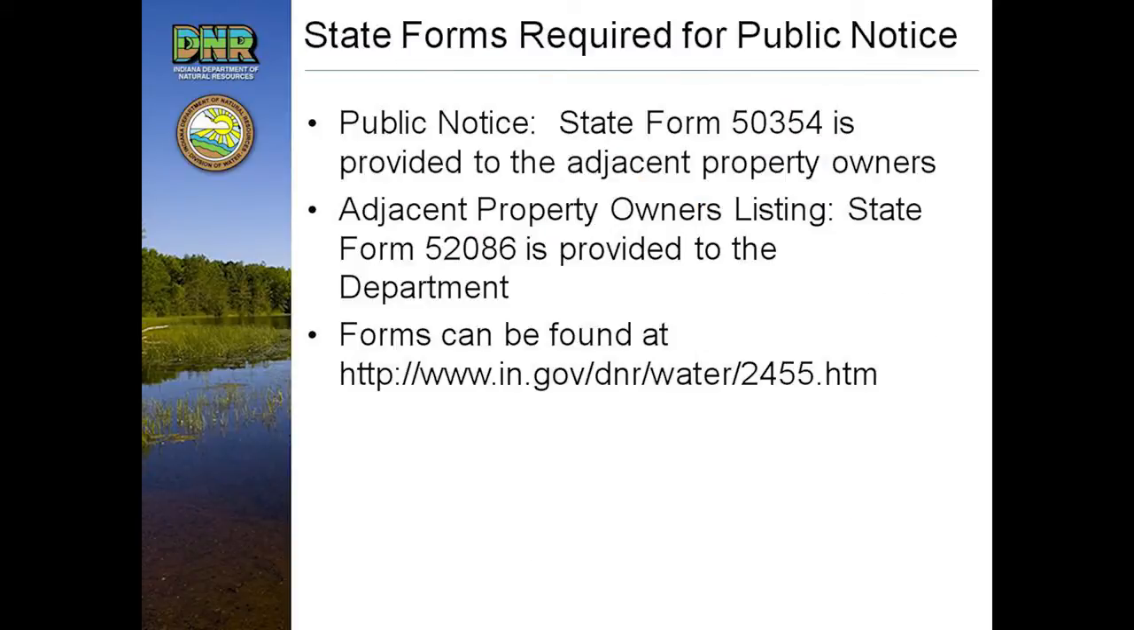There are 2 state forms that are required to be used for public notice. The first is State Form 50354 that is used to provide public notice to the adjacent property owners, and the second is State Form 52086, referred to as the adjacent property owners listing, that is used to list the adjacent landowners' names and addresses and the date that public notice was provided. The adjacent property landowners listing is submitted to the Division of Water, whereas State Form 50354 is given or mailed to the adjacent property owners. Let's look at these 2 forms in detail.